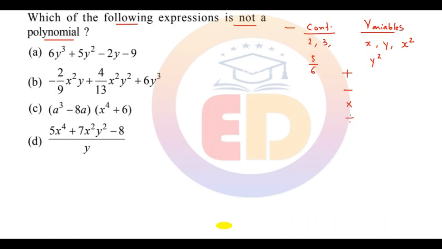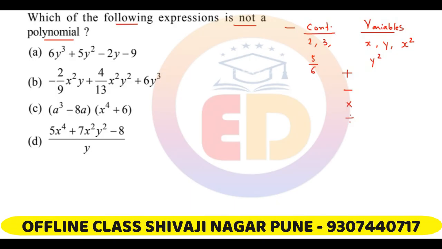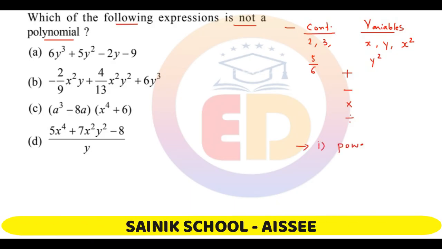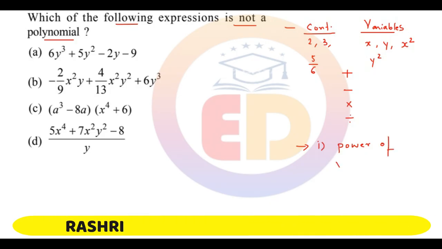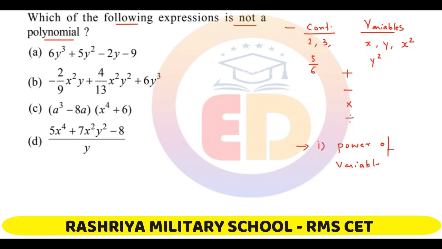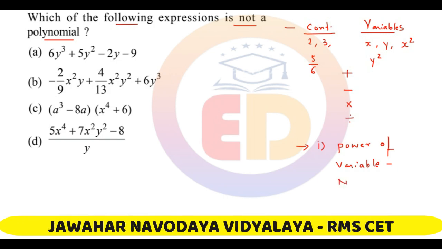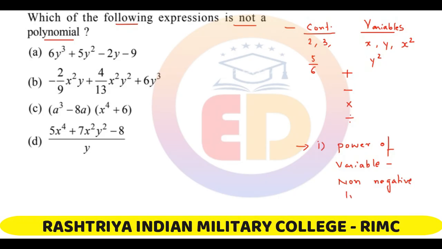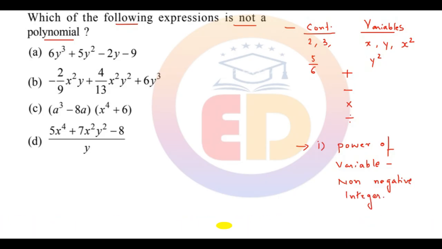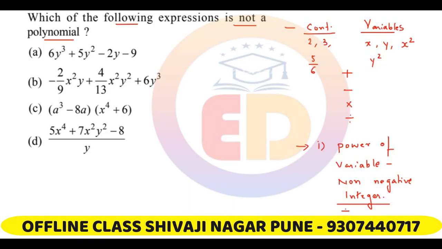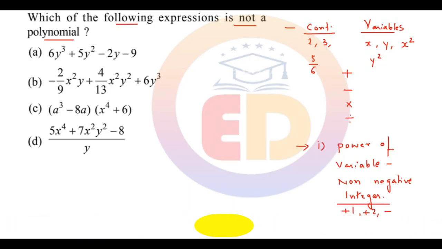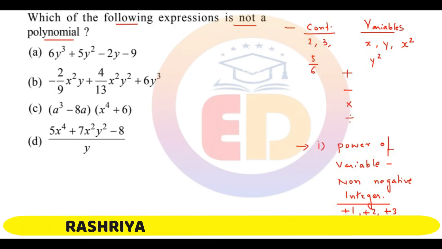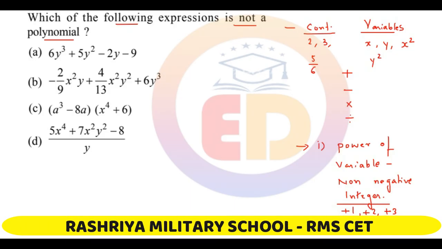be polynomials. And the condition for being a polynomial, the first one, is that the power of the variable should be a non-negative integer. Non-negative integer means the power should be either plus 1, plus 2, plus 3. It cannot be a negative integer. Also minus 1, minus 2, it's not possible. Or it can be 0 also.